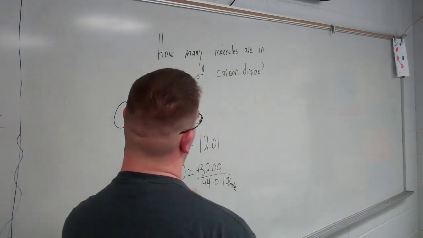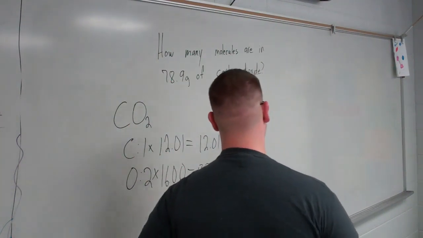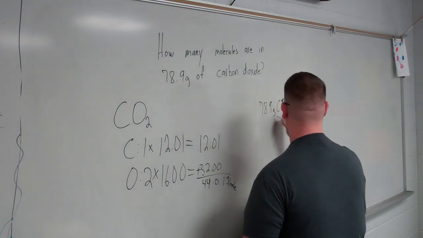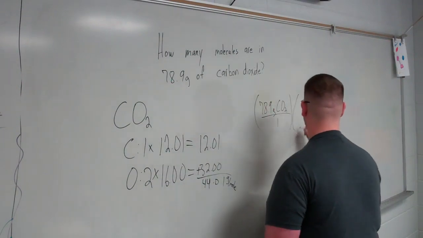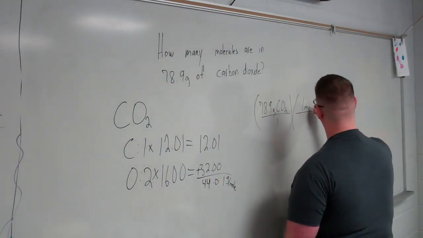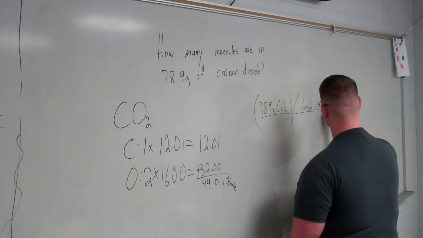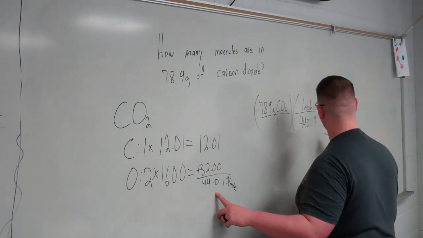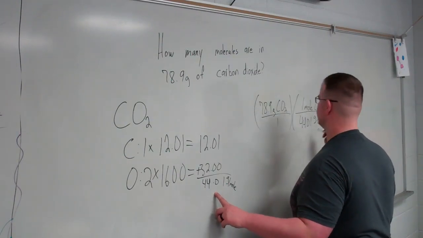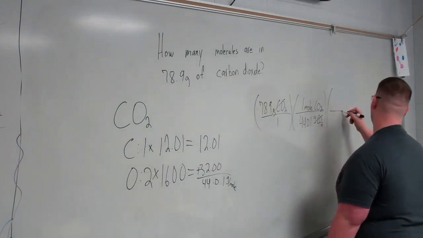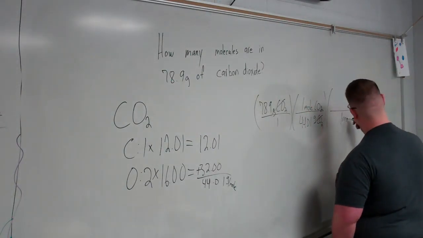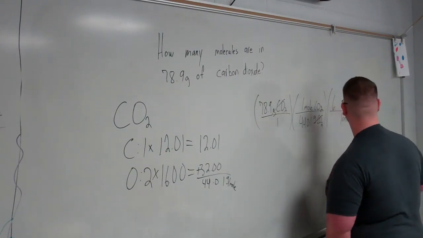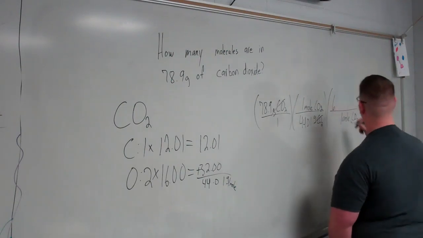Now I know I need the molecular mass because I'm starting with the grams, going to molecules. So I start with the grams. So 78.9 grams of CO2. Set that over 1. I gotta get to moles. So 1 mole of CO2 is equal to the molecular mass we just calculated, 44.01 grams of CO2. Grams of CO2 will cancel, and I'm gonna multiply that. I need moles to cancel. Moles go on the bottom. 1 mole of CO2, and I need 6.02 times 10 to the 23rd. There you go.